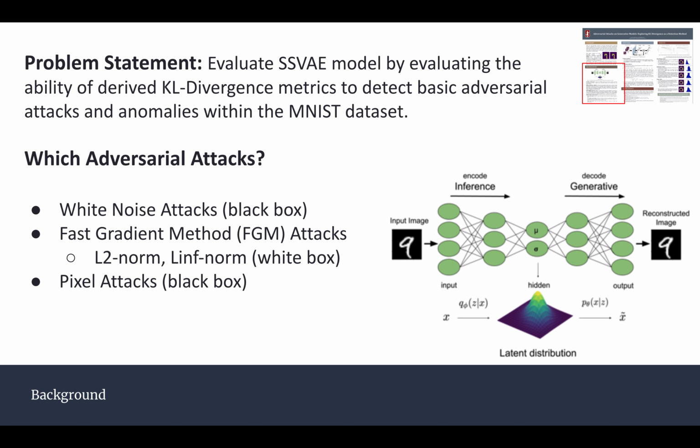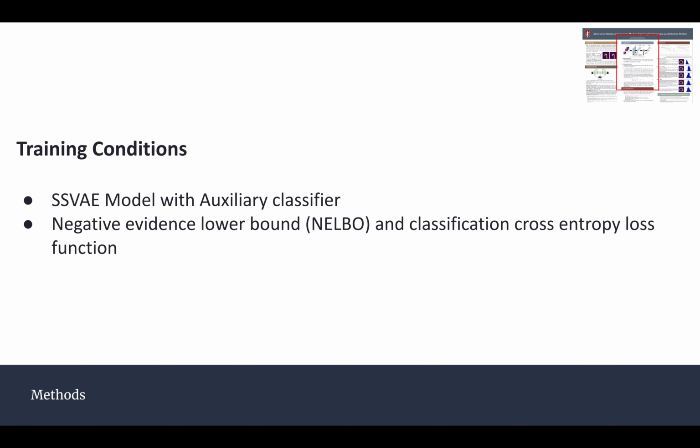Fast gradient method attacks, which are white box attacks that have access to the classifier. So these essentially take the back-propagated gradients and perturb pixel by pixel in an optimized way. And lastly, pixel attacks, which take a low number of pixels and perturb only those within the image. The training conditions are very straightforward. We're just taking the vanilla model and training it on ELBO and classification cross-entropy loss. And so there's nothing special here.